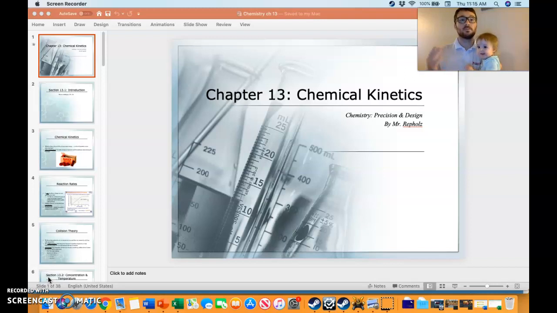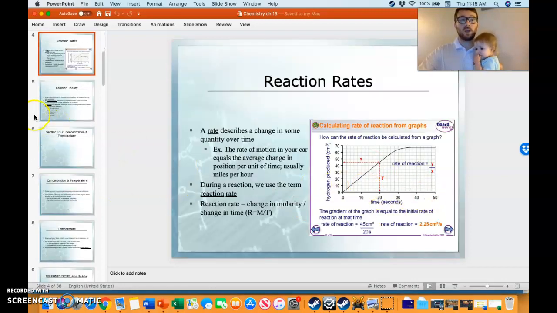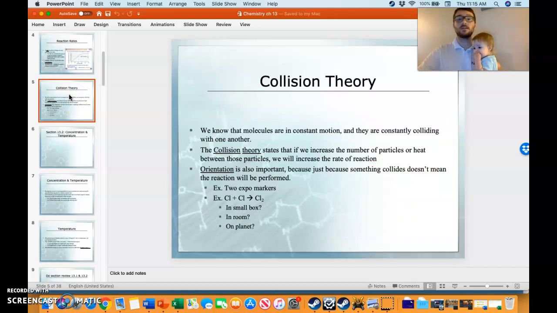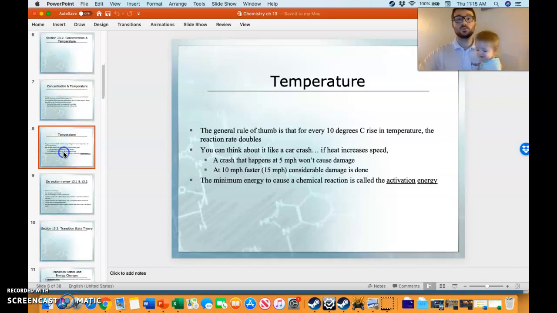Chapter 13 was over chemical kinetics, essentially the rate at which reactions occur and how we describe that reaction rate. It talked about the collision theory, where particles have to orient themselves correctly in order to react, and that if we increase the number of particles, we increase the rate of reaction. Of course, raising the temperature is going to raise the rate at which a reaction reacts.